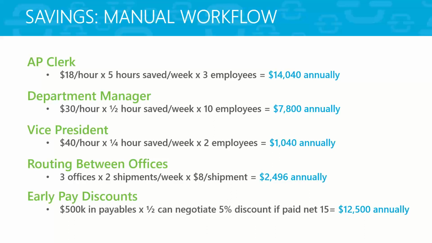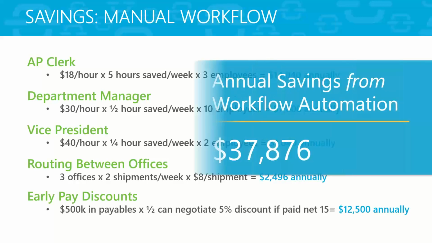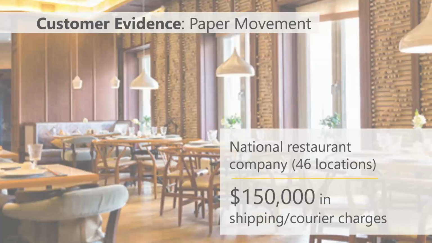Think about it, early pay discounts. Because everything is automated, everything goes a lot smoother, we can now take advantage of some of this. So here we go with our total annual savings from just having everything in a workflow automation. We're talking about $37,876.